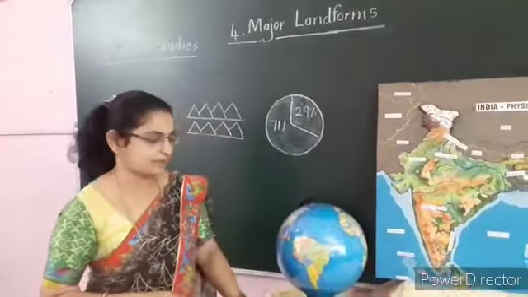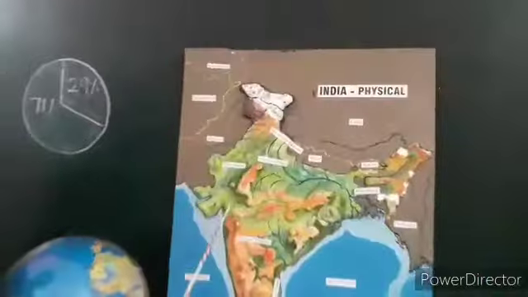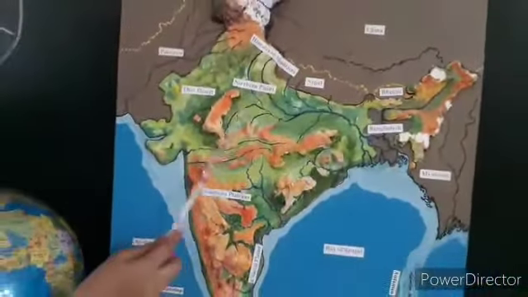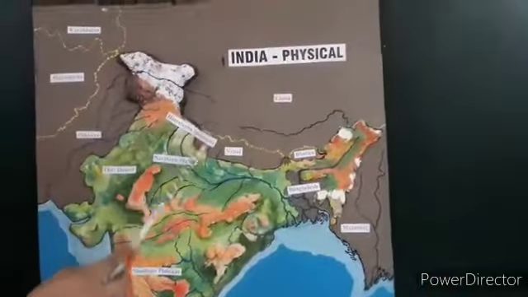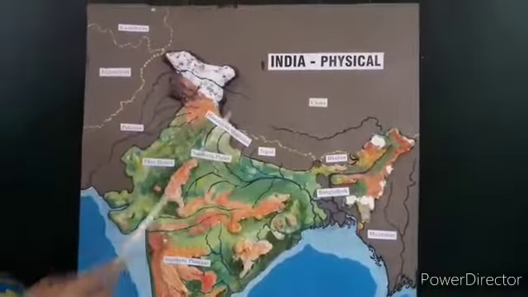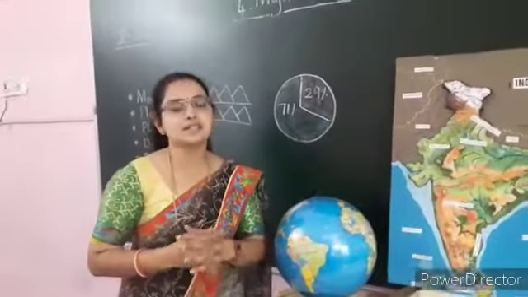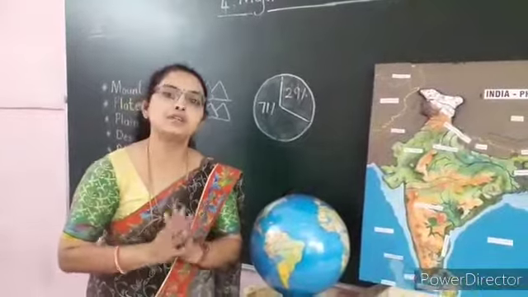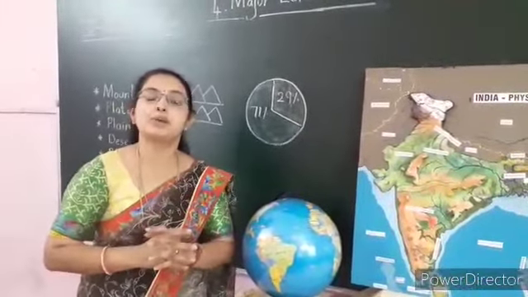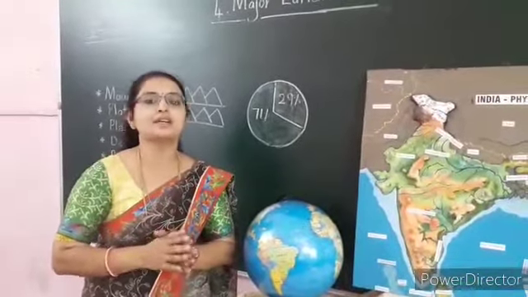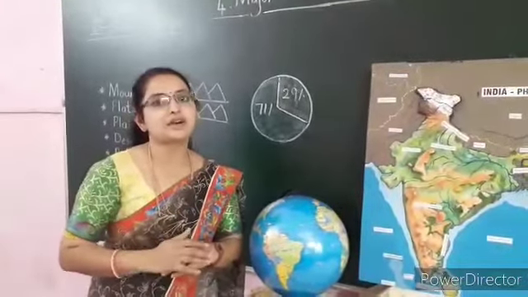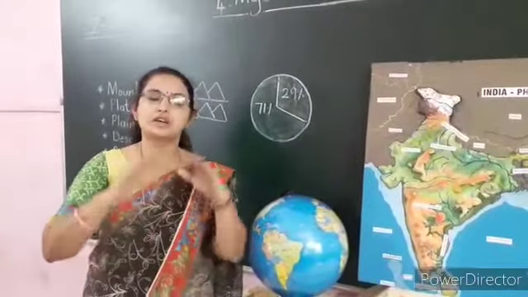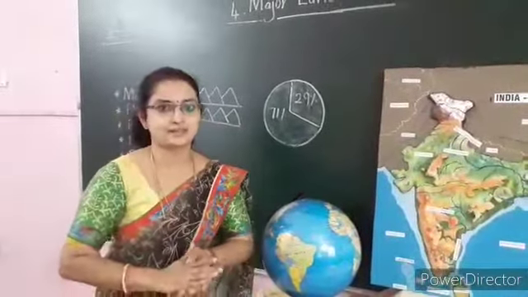For example, the Southern Plateau in India and the Tibetan Plateau in Tibet. The Tibetan Plateau is the highest and largest plateau in the world. The Tibetan Plateau is also called the roof of the world. It is surrounded by mountains on all sides.